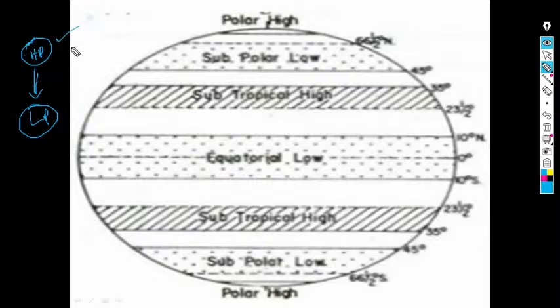Wind flows due to density difference. Because of the density difference, wind flows, right? Density difference, wind flows.